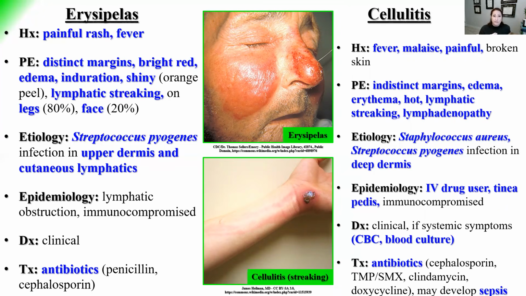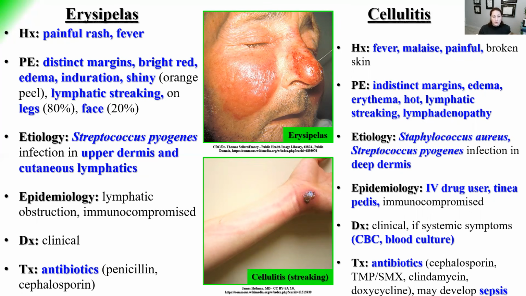If it's severe, you can have lymphatic streaking. So you can get erythema going along the lymph channels. Most commonly, this is on the legs, 80% of cases, but 20% of cases can happen on the face, as you see here in this picture. Strep pyogenes is going to be the most common causative agent for erysipelas, and this affects the upper dermis and the cutaneous lymphatic system. People who are more likely to get this have lymphatic obstruction. So if they have something like peripheral vessel disease.